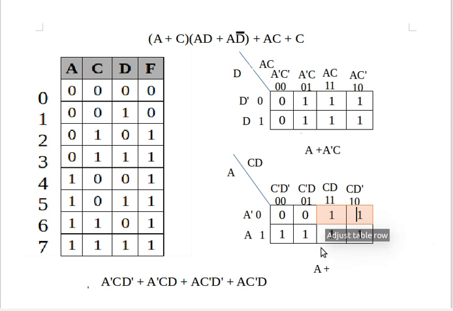I'm left with this. What's common between them? It's the A naught and C. A naught and C, and it gave us the same result. This is our simplified circuit.